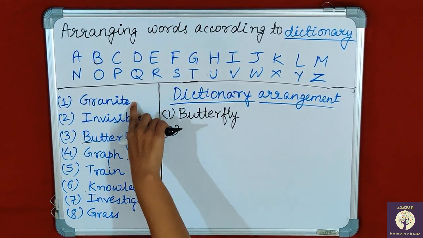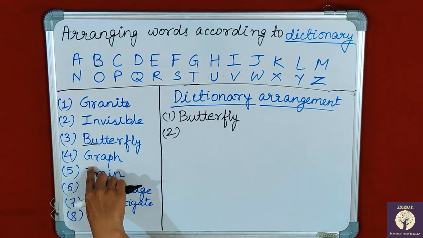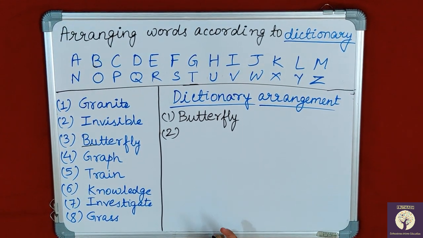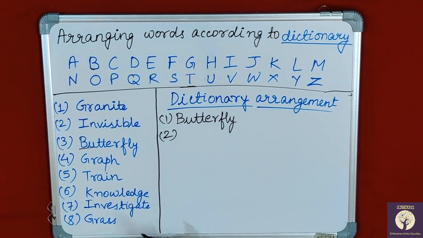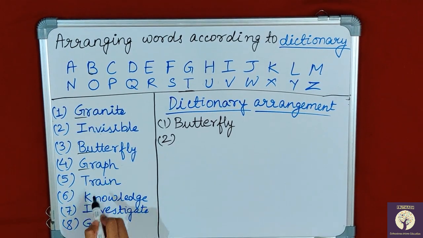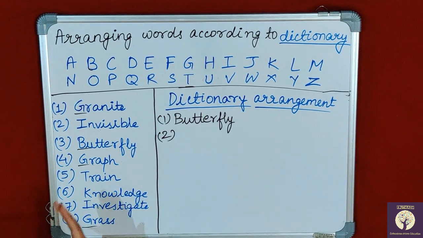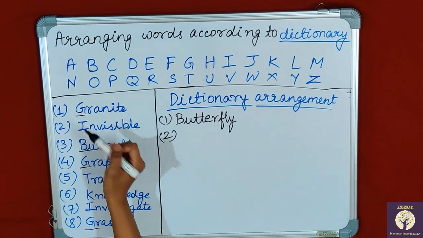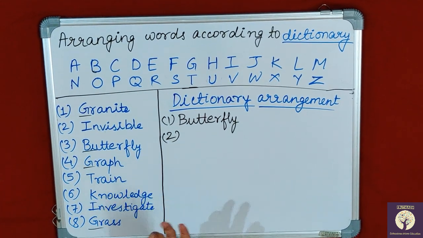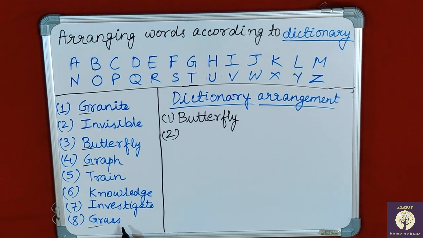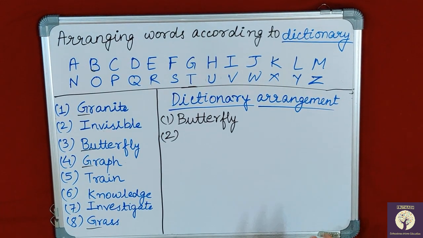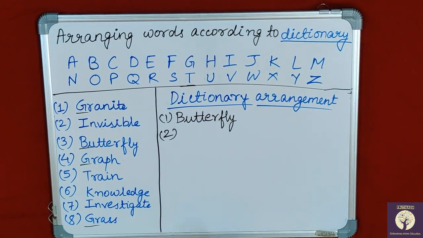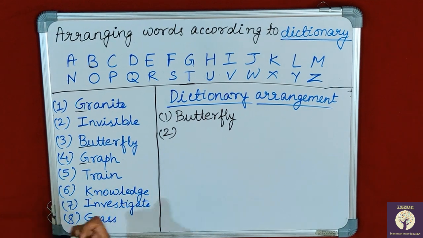So how do we arrange the words starting with the same letter? As our first letter doesn't give us a clue for the arrangement, we will look for the next letter. The next letter in granite is R. The next letter in graph is also R, and the next letter in grass is also R. So with the second letter also we are not getting the sequence of arrangement. So we'll look for the third letter.